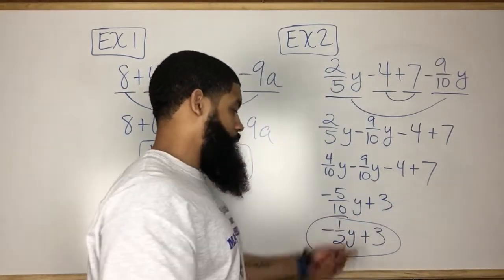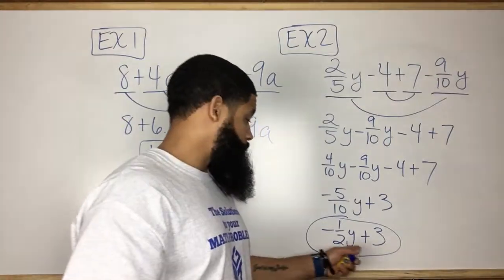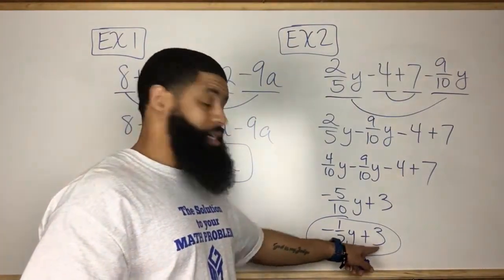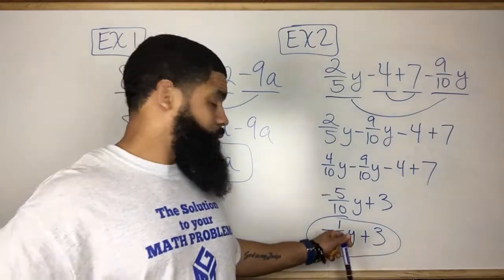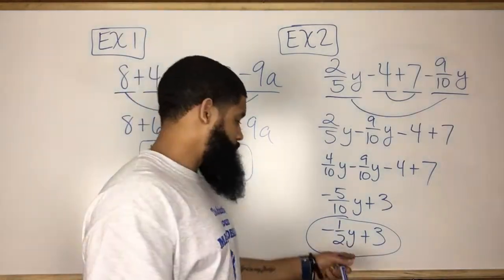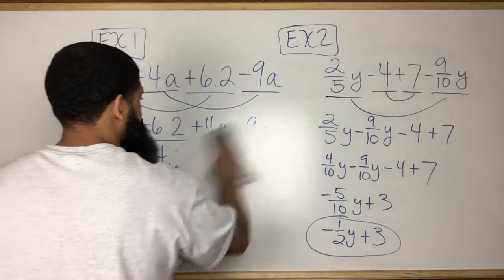Okay? And that's it. This is like oil and water again. We have a y term and then a constant. You cannot combine those two because we don't know what the value of y is. Alright? So this is your simplified version of that.